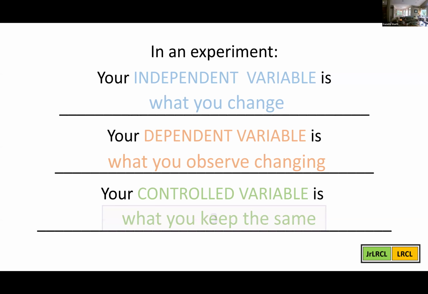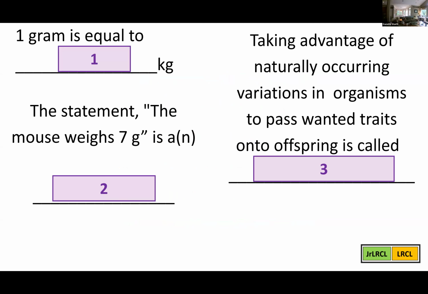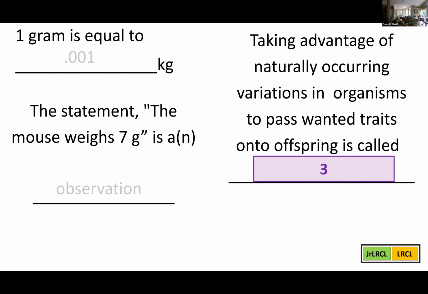Very good. Excellent. What's 1 gram equal to? How many kilograms? It's going to be 0.001. Be sure you understand how to do your metric conversions. The statement, the mouse weighs 7 grams. What do we call that kind of a statement? That is an observation. Taking advantage of naturally occurring variations in organisms to pass wanted traits to their offspring. What do we call that? That is selective breeding, right?